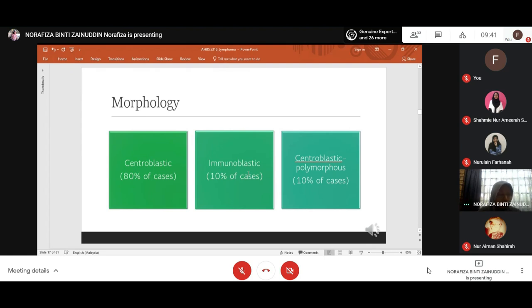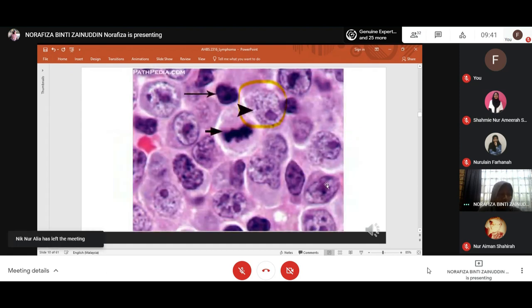So here, this is an example of the LBCL, which shows immunoblastic morphology with large cells containing moderate to abundant basophilic cytoplasm, usually with a single nucleolus. The nucleolus is prominent, and you can compare the size of immunoblasts with that of a small lymphocyte, long arrow.